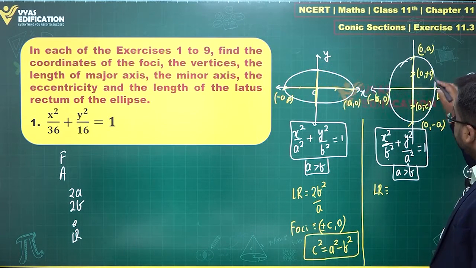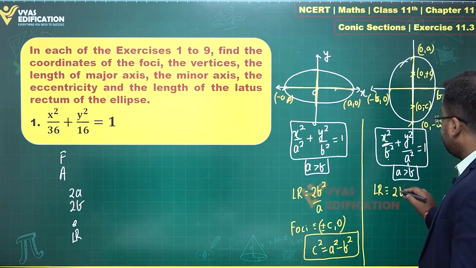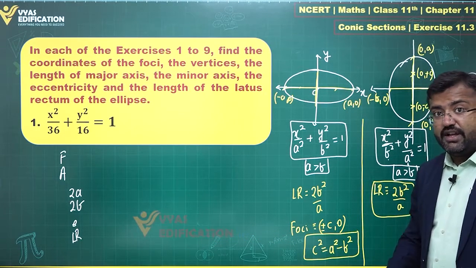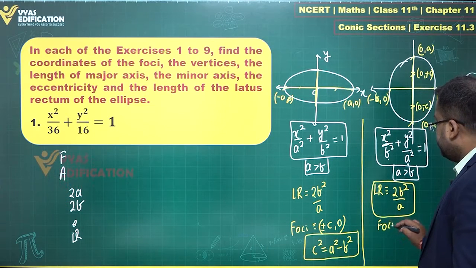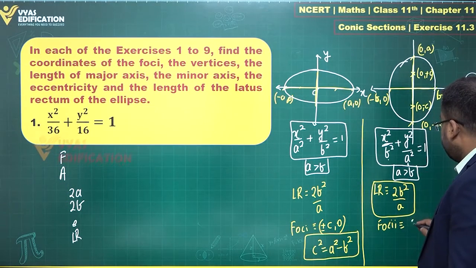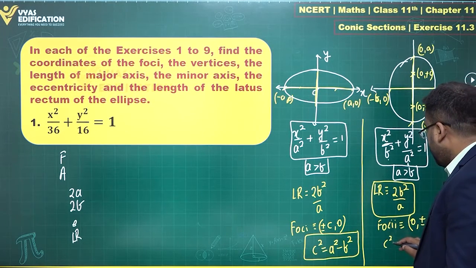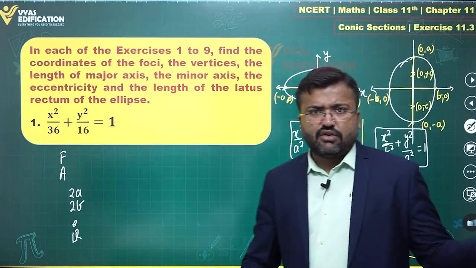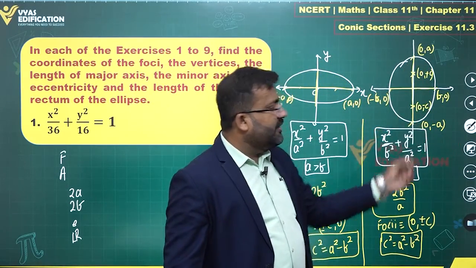Foci will be 0 comma plus minus c. Latus rectum here as well will be 2b square upon a. Don't make a mistake over here. Foci will be on the y-axis, 0 comma plus minus c, and here c square is again equal to a square minus b square. Anything else? Vertices, you can identify the vertices in each of these. This is a comma 0, and here the vertices are 0 comma a, 0 comma minus a.